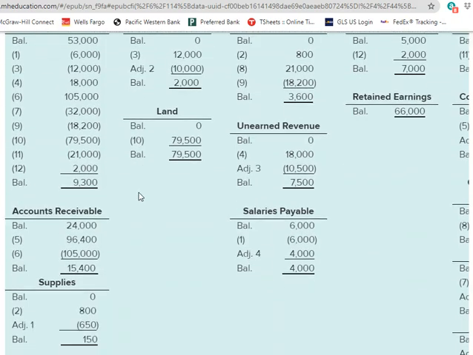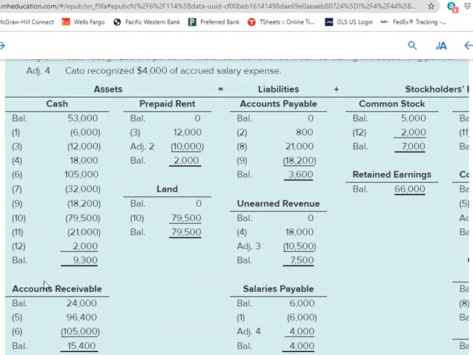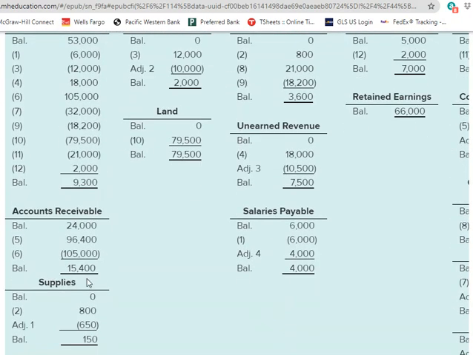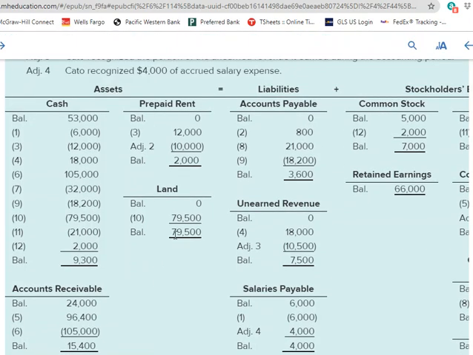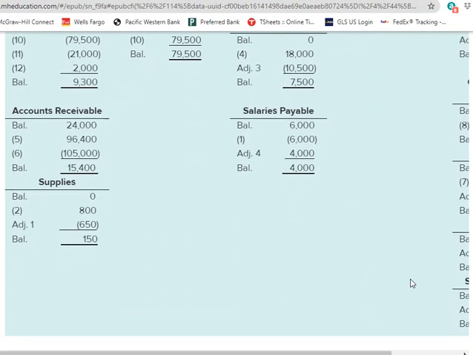But we can still look through these ledger accounts and say, okay, my ending balance in cash is $9,300, ending balance in accounts receivable $15,400, ending balance in supplies was $150. That's good because that's the amount of supplies that we counted up. Prepaid rent is $2,000, land $79,500. So we can still find all of our ending balances. We can see the detail that goes into each account, but it's in a different format.